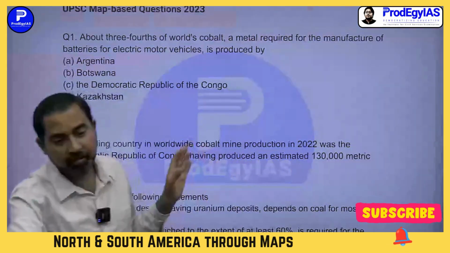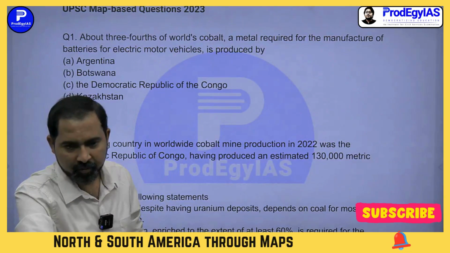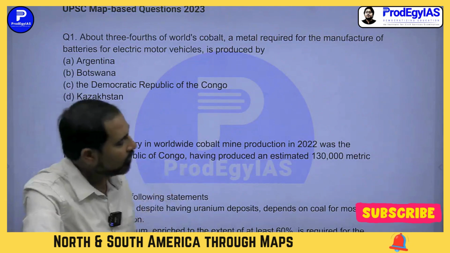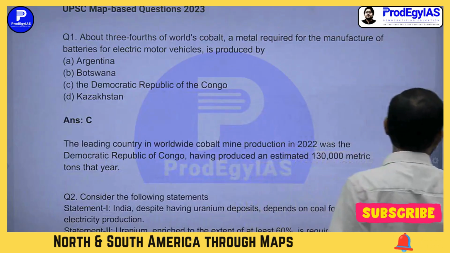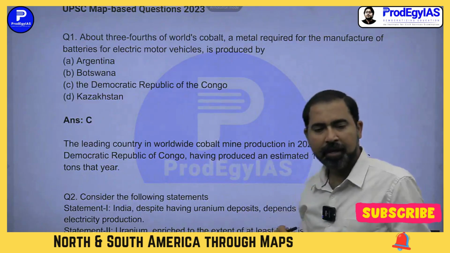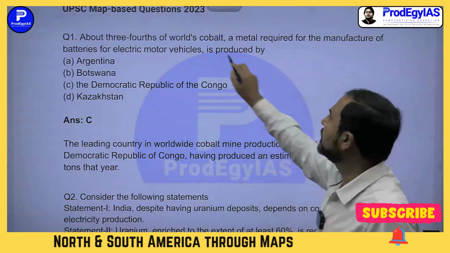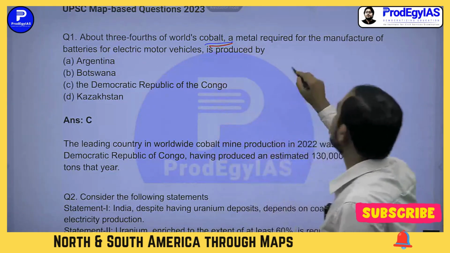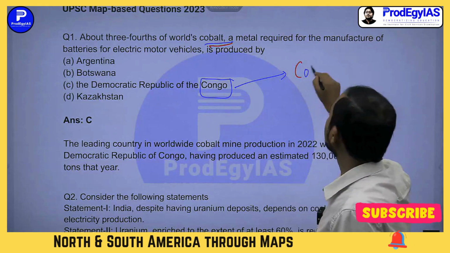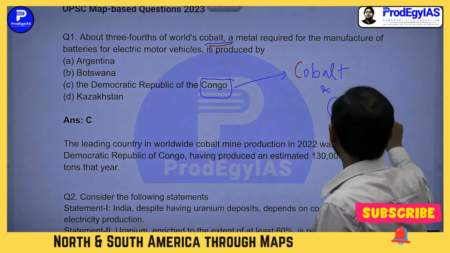And along with that, there is also a very special resource called coltan. Not only cobalt, along with that, coltan. So cobalt and coltan both have significance in modern electrical devices like your cell phones, your laptops, your electric vehicles. So this is very important, cobalt. So this Congo is rich in cobalt and coltan.